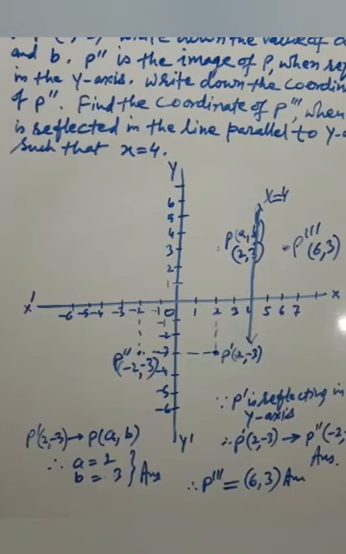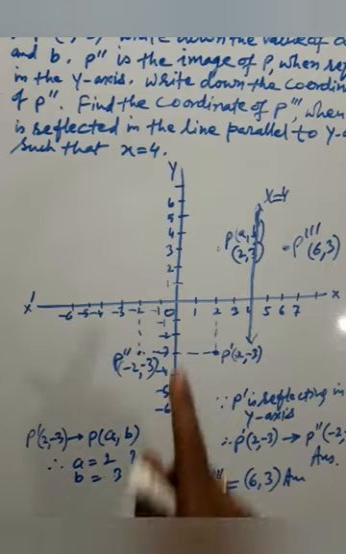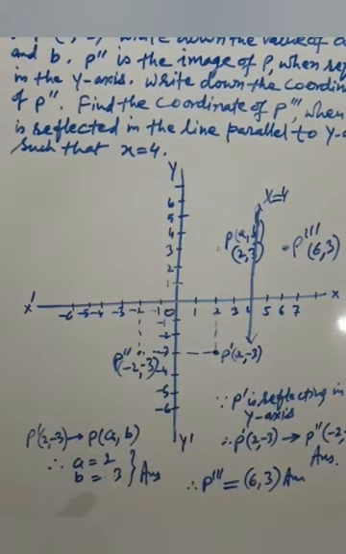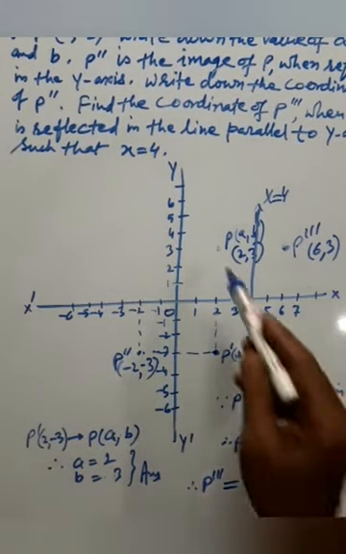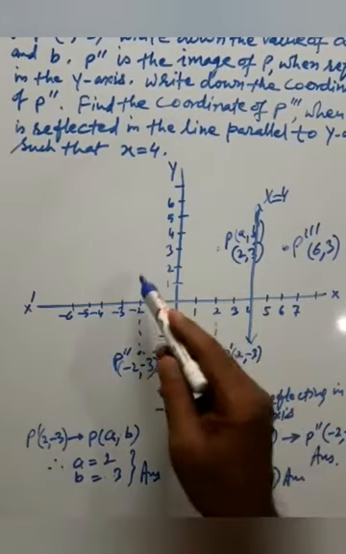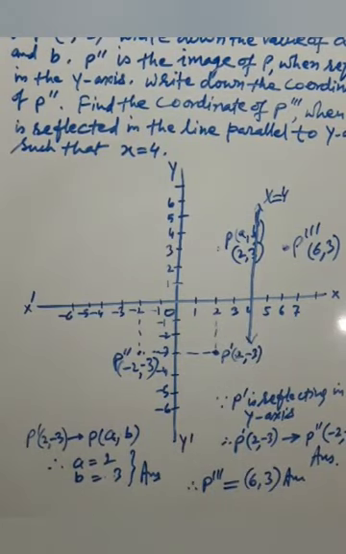Okay children, so this way you have to use the graph to find the reflection of the point given in the different quadrants.